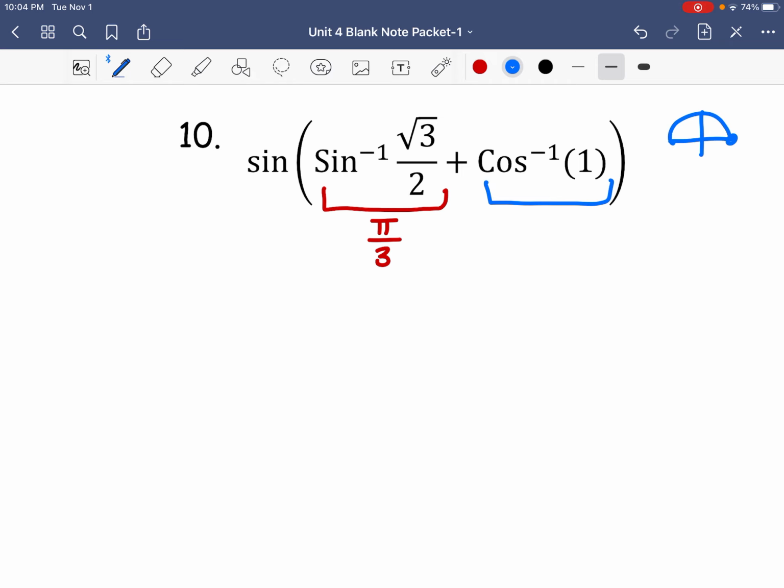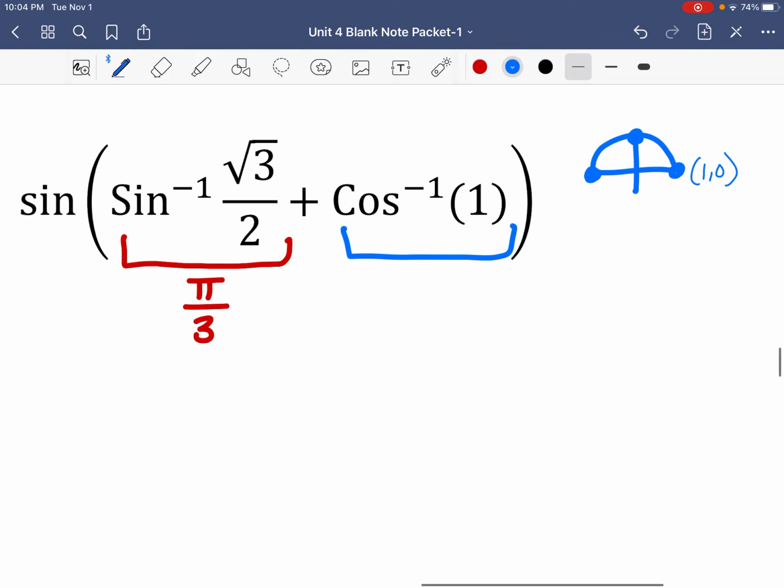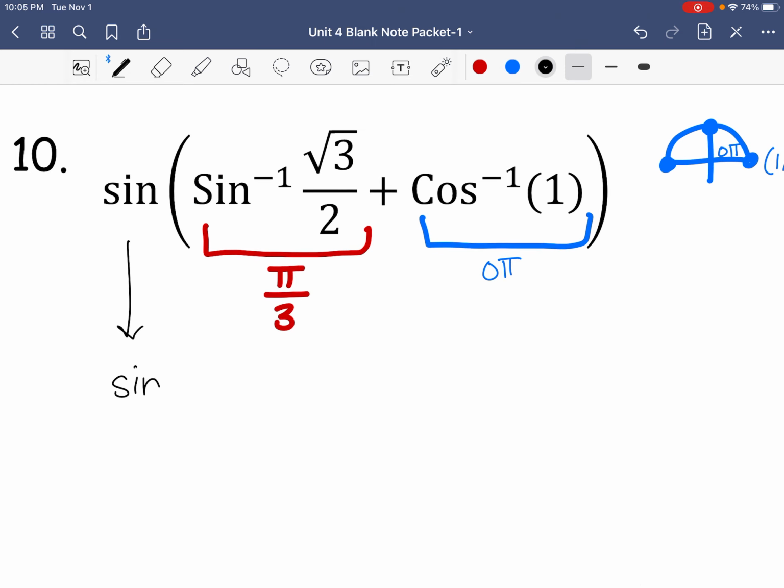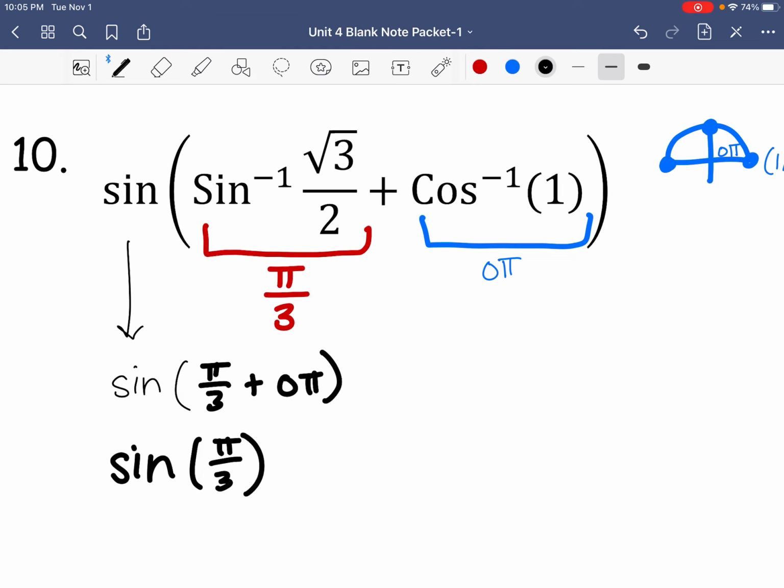Inverse cosine, I can be in quadrant 1 or 2. This is actually a special case where I'm on the axis. I want to know where the x-coordinate is 1. And the x-coordinate is 1 at 0 pi. So this angle is 0 pi. So my problem is the sine of pi over 3 plus 0 pi. Now I could expand that out, or I could just say, okay, pi over 3 plus 0 pi is just pi over 3. And if I look at my reference angle chart, the sine of pi over 3 is root 3 over 2.